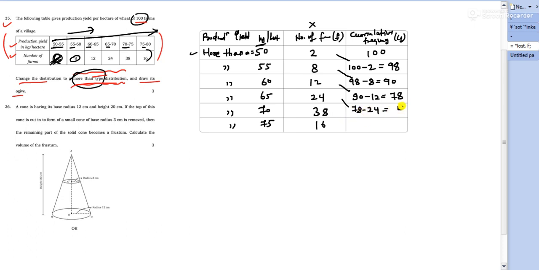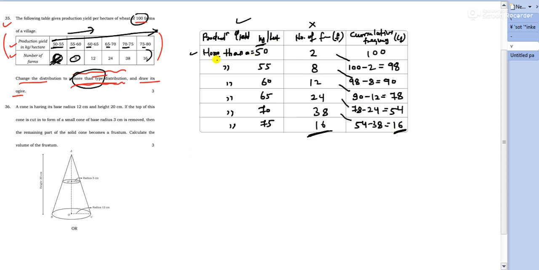Yes, 8 minus 4 is 4 and 7 minus 2 is 5. Now 54 minus 38, so how much is this? 14 minus 8 is 6 and 4 minus 1 is 3. So again here you will get the same number. Understood? So this is how we have to convert this.